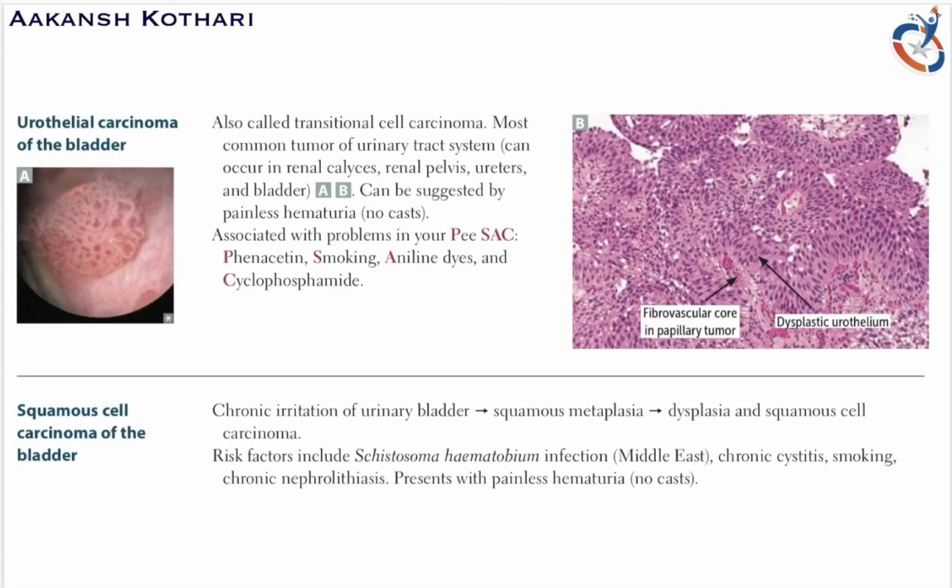Okay, now what is the risk factor for squamous cell carcinoma? The major risk factor is infection with Schistosoma haematobium. Now, this is a microbe which infects the bladder, usually in the Middle East, and hence is a major cause of squamous cell carcinoma. It is often associated with chronic cystitis, smoking, chronic nephrolithiasis, and is presented with painless hematuria. There are no casts present in the urine. Is it clear? So this is all about renal cancer and bladder cancer.